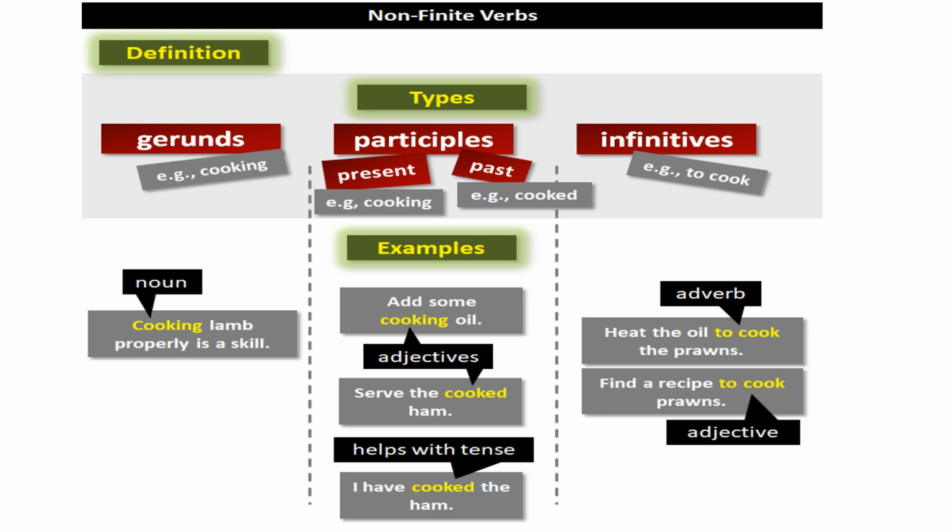Infinitives. Example, to cook. Heat the oil to cook the prawns. Find a recipe to cook prawns. Here, in the first sentence, to cook is an adverb, and in the second one, it is an adjective.